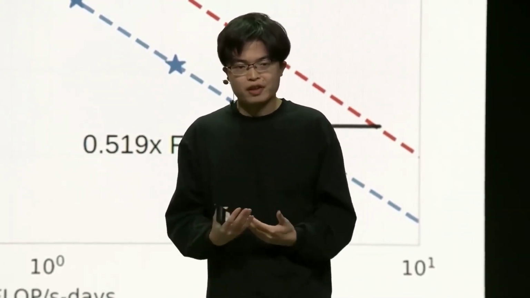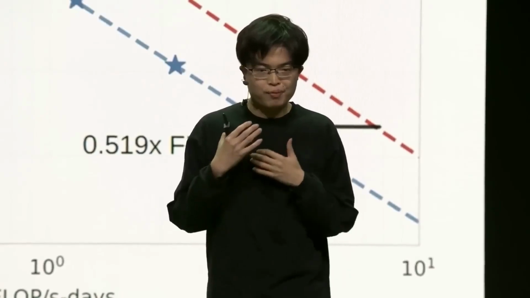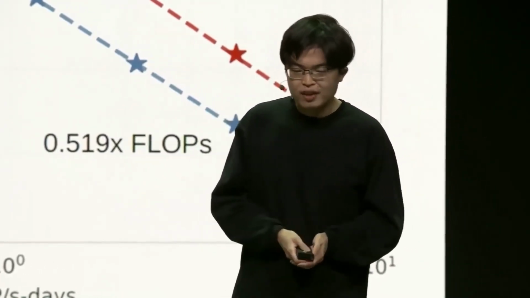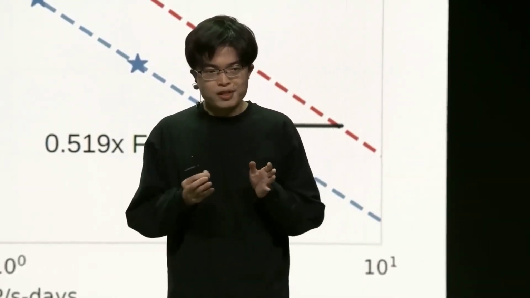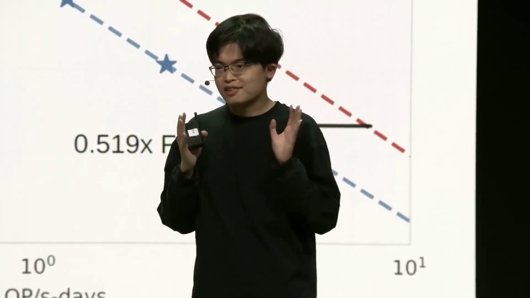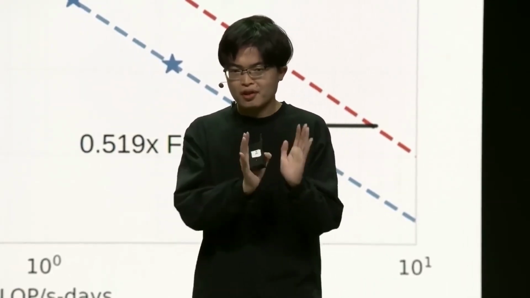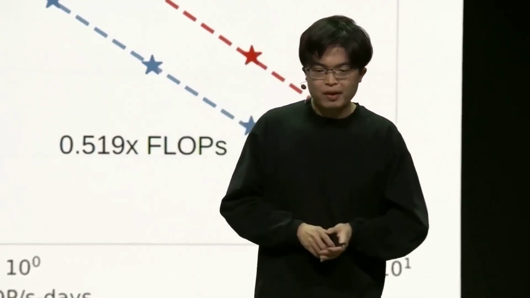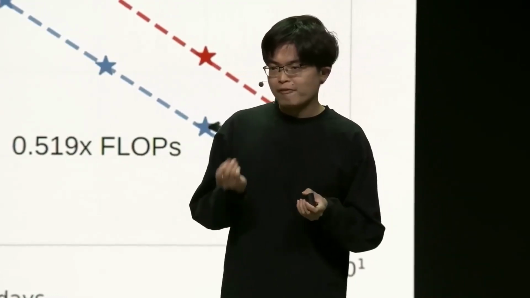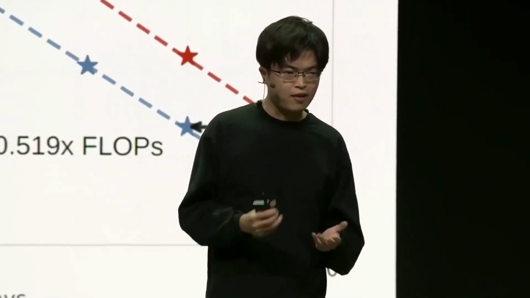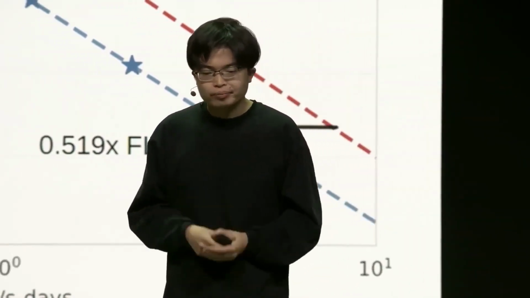It's not just about infrastructure efficiency. It's about better intelligence. So this is why we spend a lot of effort in this aspect, because it's going to push the frontier of intelligence. And the Muon optimizer is one of the things that we have heavily invested in since last year.